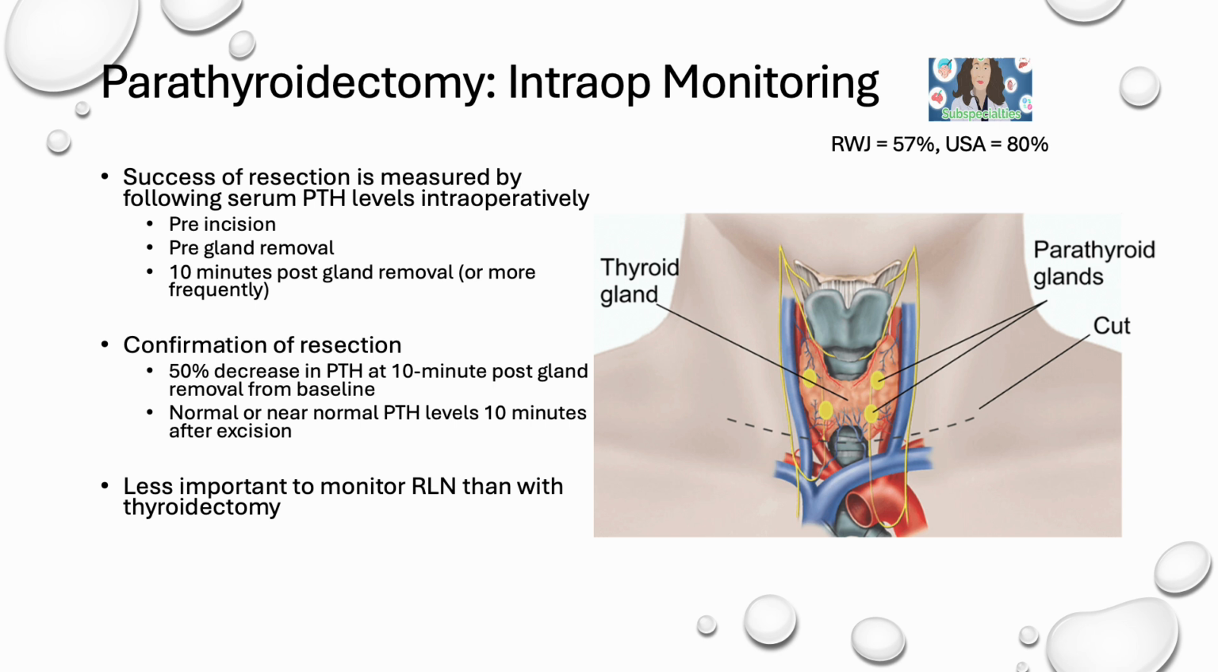Recommendations for monitoring PTH levels include a pre-incision level, a pre-gland removal level, and a PTH level 10 minutes post-gland removal, or even more frequently. For example, our center measures PTH every 5 minutes after resection of the overactive glands for 3 levels. Confirmation of resection is accomplished if the PTH levels decrease by 50% at 10 minutes from baseline, or having a normal or near normal PTH level 10 minutes after excision of the overactive gland.